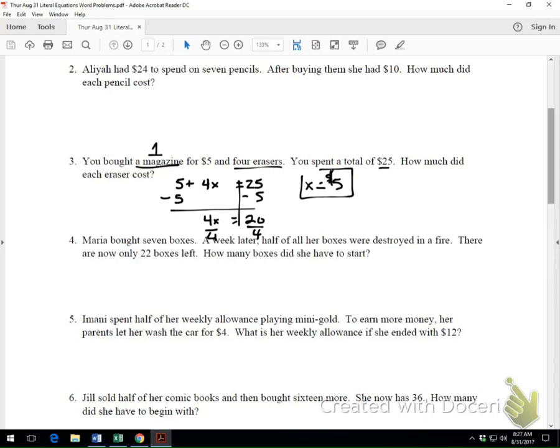Okay, so number 4 says Maria bought 7 boxes. A week later, half of all her boxes were destroyed in a fire. There are now only 22 boxes left. Okay, how many boxes did she have to start? Okay, so this one's a little tricky. Okay, so how many does she have now? 22, so we're going to say equals 22.